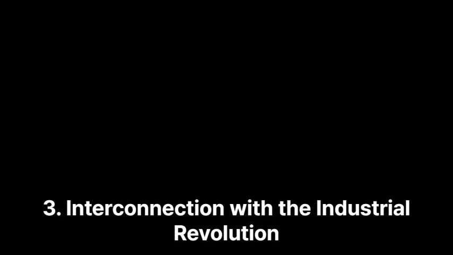3. Interconnection with the Industrial Revolution. The agricultural revolution and enclosure movement were critical enablers of Britain's early industrialization. Their combined effects created the demographic, economic, and social conditions necessary for industrial growth. A. Population growth and urbanization. Increased agricultural output supported a growing population, which in turn provided both a larger domestic market for industrial goods and a labor force for new factories.